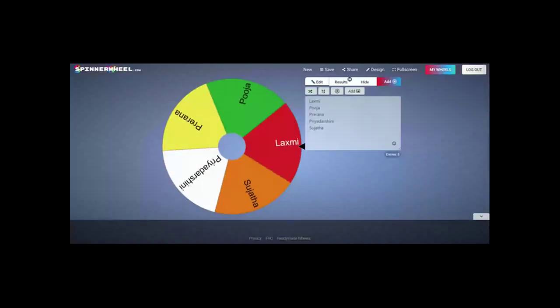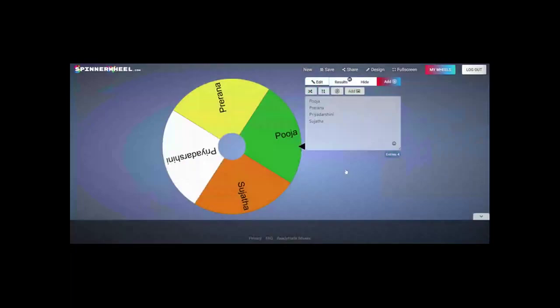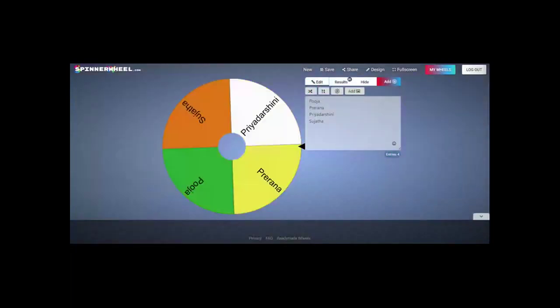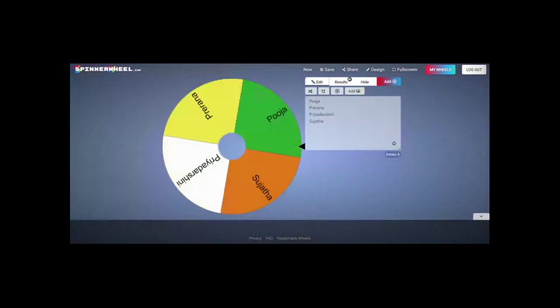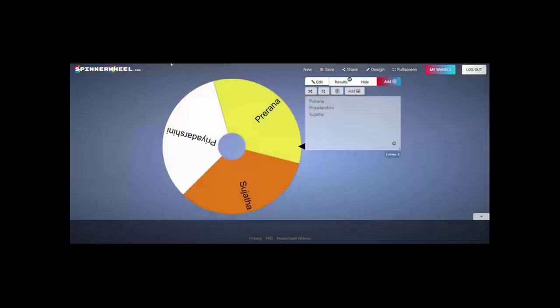Lakshmi, I had asked a question for Lakshmi, right? Yes, ma'am. Her name has come two times. Pooja? Pooja is there? Yes. Pooja, your question.